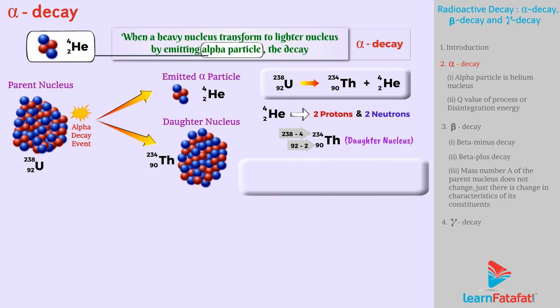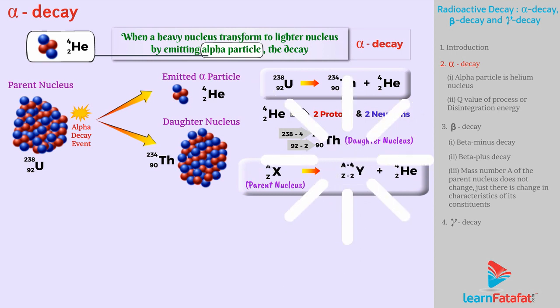So in general, the process of alpha decay can be represented as X(Z,A) produces Y(Z-2,A-4) plus He(2,4), where X(Z,A) is the parent nucleus and Y(Z-2,A-4) is the daughter nucleus.